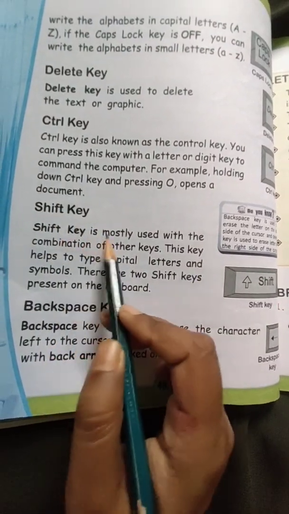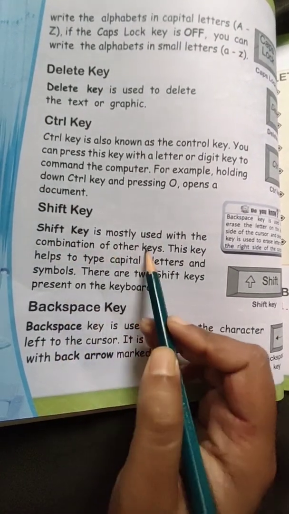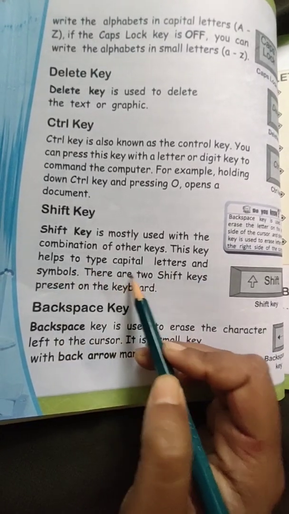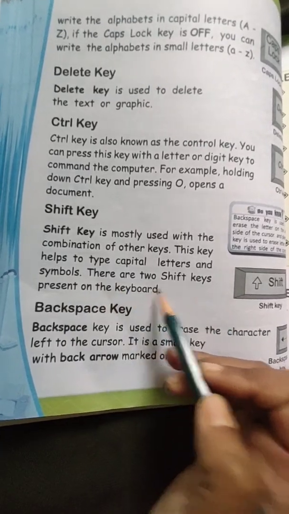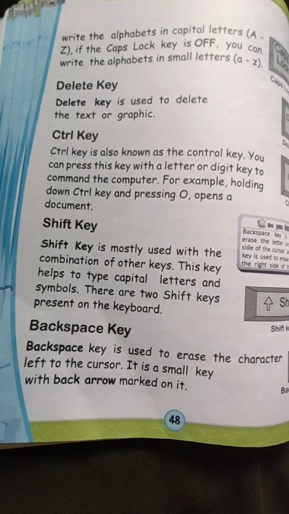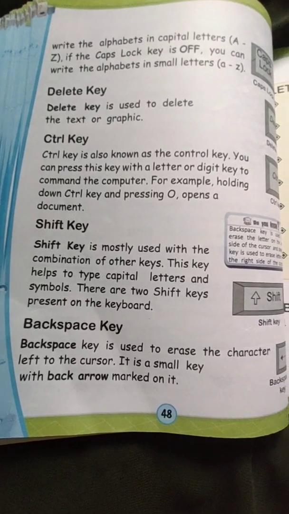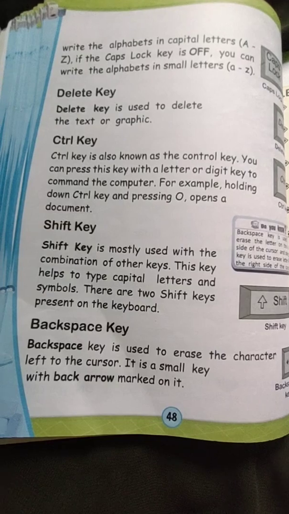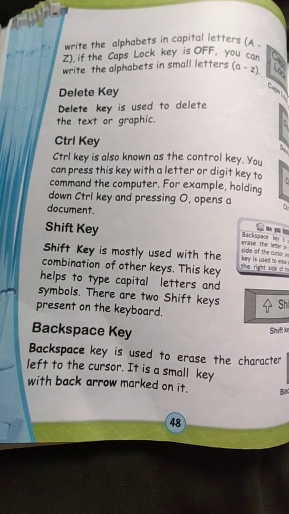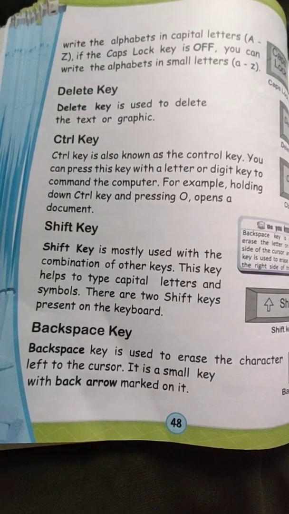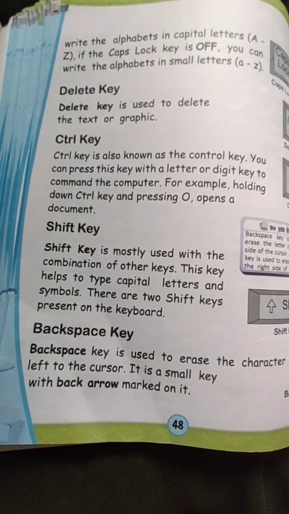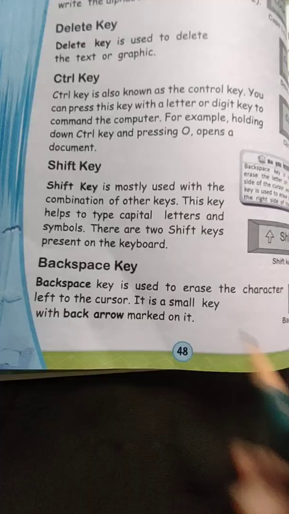Shift key. Shift key is mostly used with the combination of other keys. This key helps to type capital letters and symbols. There are 2 shift keys present on a keyboard. So how many shift keys are there on a keyboard? The answer is 2. There are 2 shift keys present on the keyboard, and mostly the shift keys are used with the combination of other keys. Shift key helps to type capital letters and symbols.